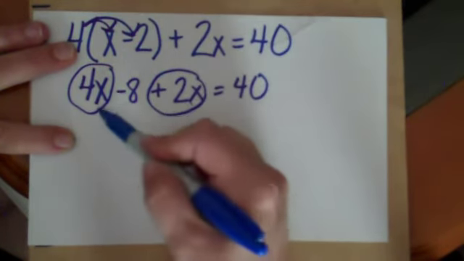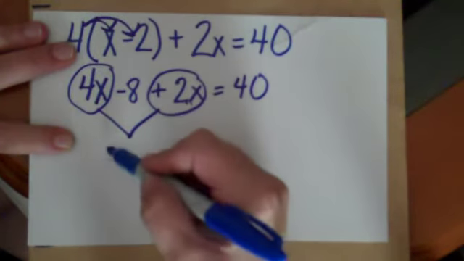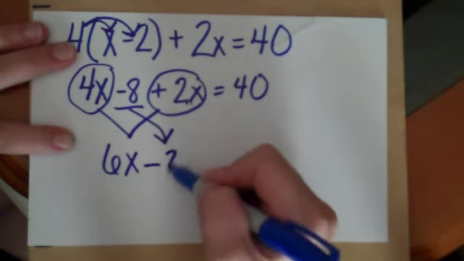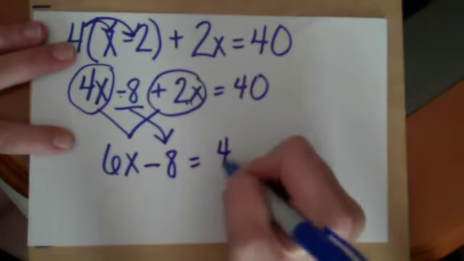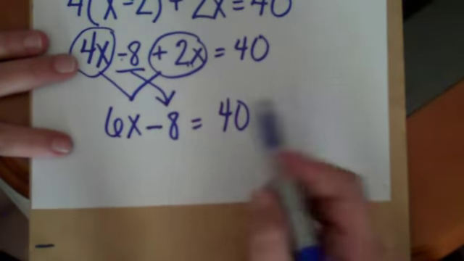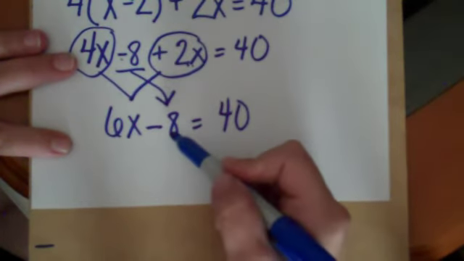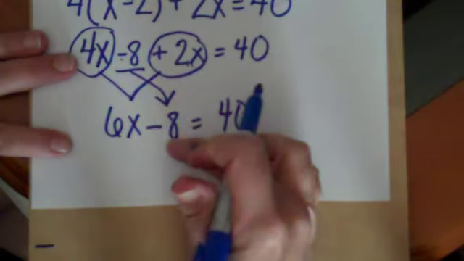4x, positive 2x. When we add them together, that's 4, 5, 6. 6x. What do we do with this guy? He just comes on down. Make sure you bring a sign with him, that sign that goes with him. And then we bring down the 40. Okay, we're still not through. We still have to solve for x. We still have to get rid of a 6. We still have to get rid of the 8. Which one are we going to get rid of first? The 8. It's further away.